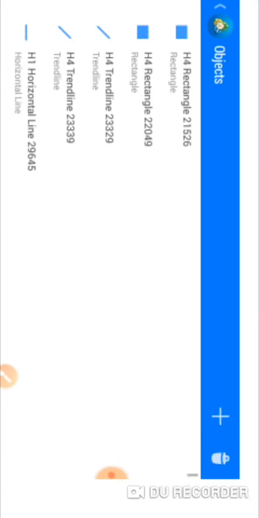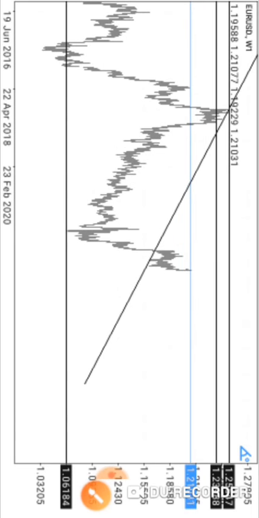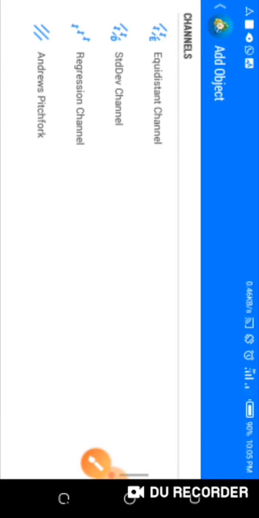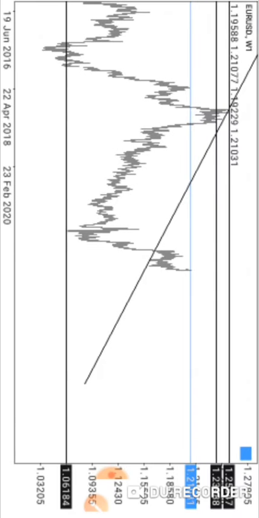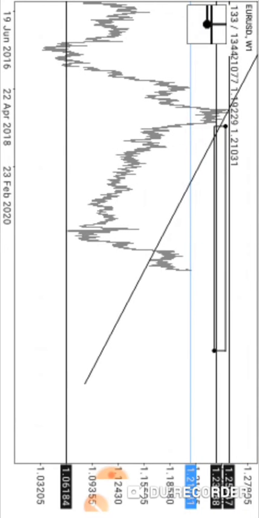Now I'm gonna draw the zone with a rectangle, for easy. Bear with me, guys. I'm a little bit slow today.